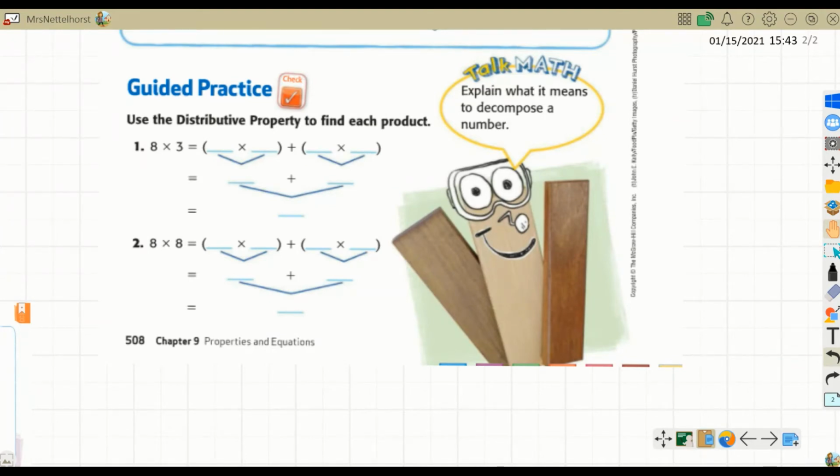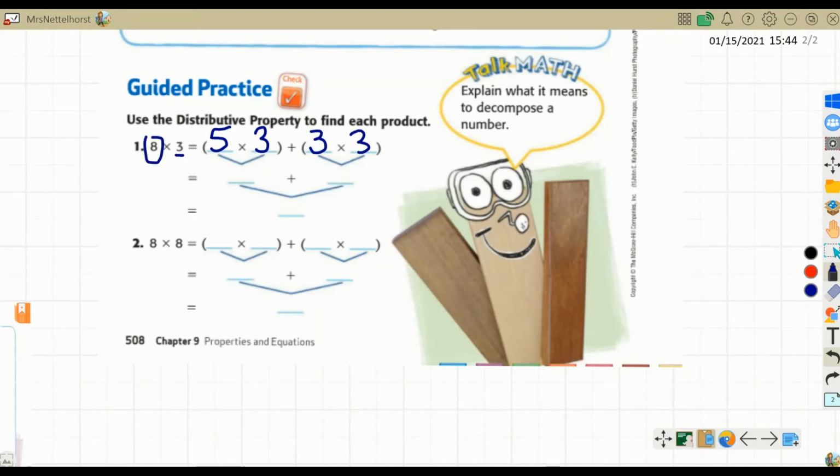Pause the video. Okay, so I'm decomposing the 8 because it's the bigger factor, and one of my friendly numbers is 5, so I can decompose it into 5 and 3. So I'm going to put 5 on this blank and 3 on this blank. Okay, and then we're going to multiply both of them by the other factor. So 3 and 3. So we keep this factor the same.